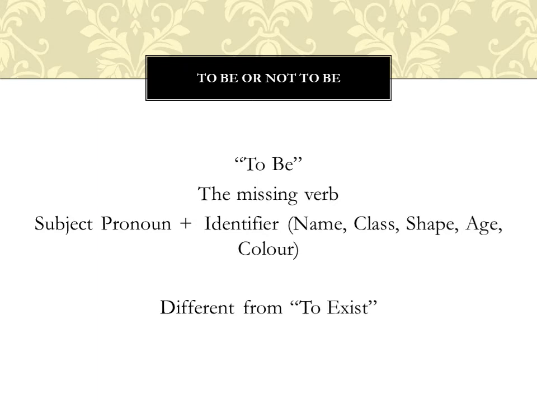So we just use the subject pronoun and the identifier. If I want to say my name, I will just say Ami Shom. If I want to say I am Bengali, I will say Ami Bangali. The verb is not there. Also note that this is different from the verb exist, which we will cover later.